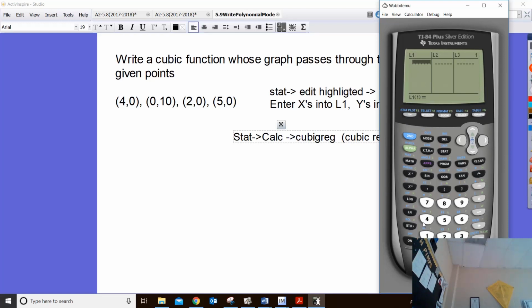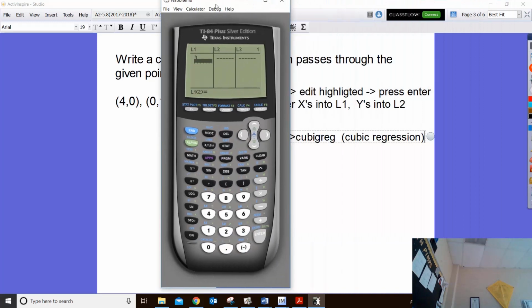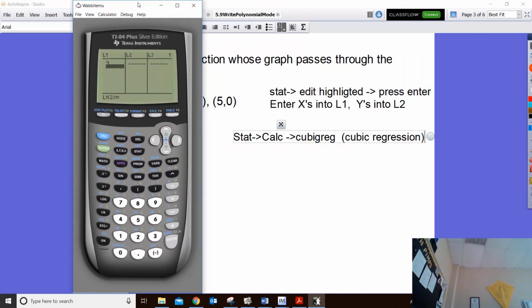You already got this all typed in? Is there anything behind the calculator? Like written? The instruction set. Yeah.